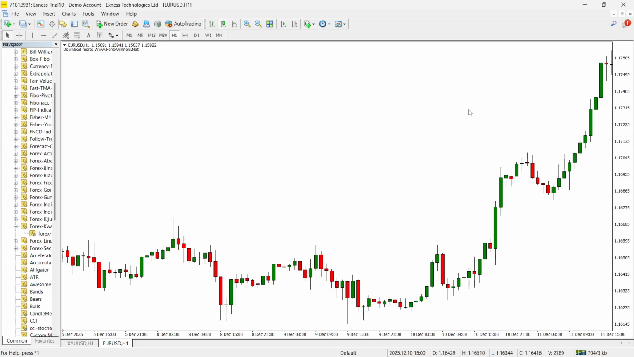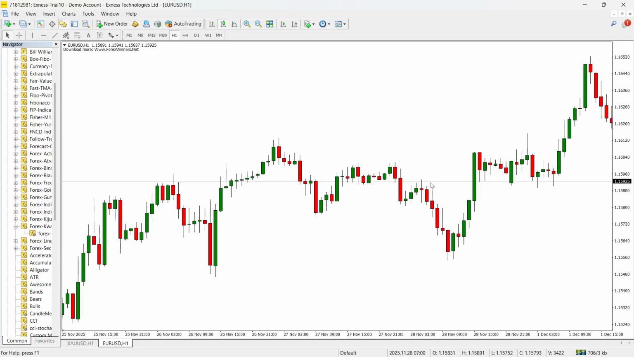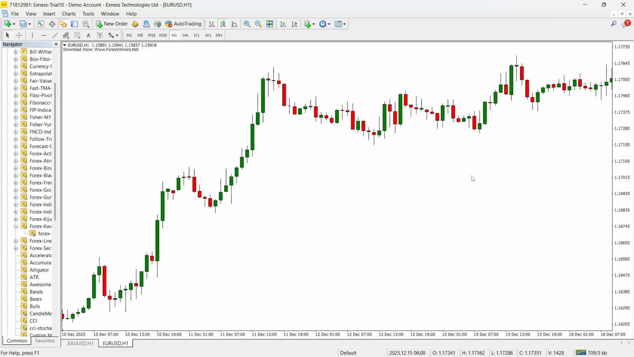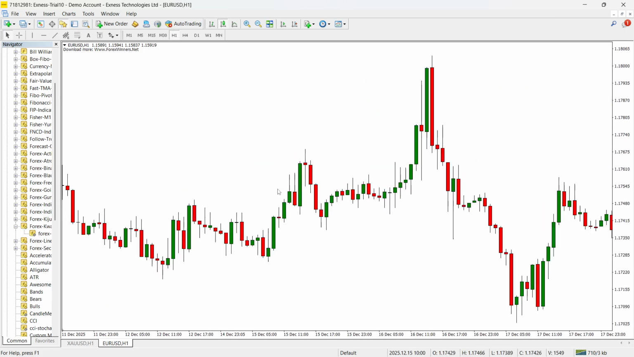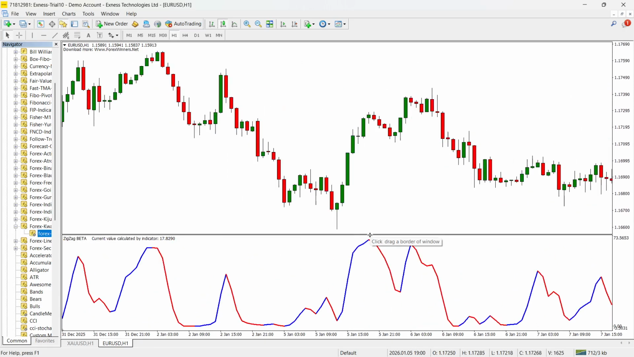Hello traders, in this video we are taking a look at the Forex Kwan Smoother Indicator for MT4. We'll cover how a smoothing line appears on the chart, what its slope and position imply about trend direction, and how its baseline behavior helps filter out short-term noise. At this point I'll load the indicator on the chart so you can see how it looks in real time.